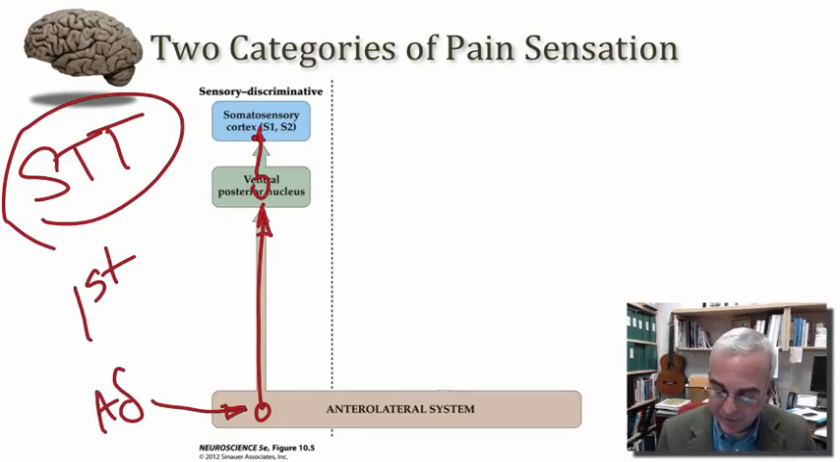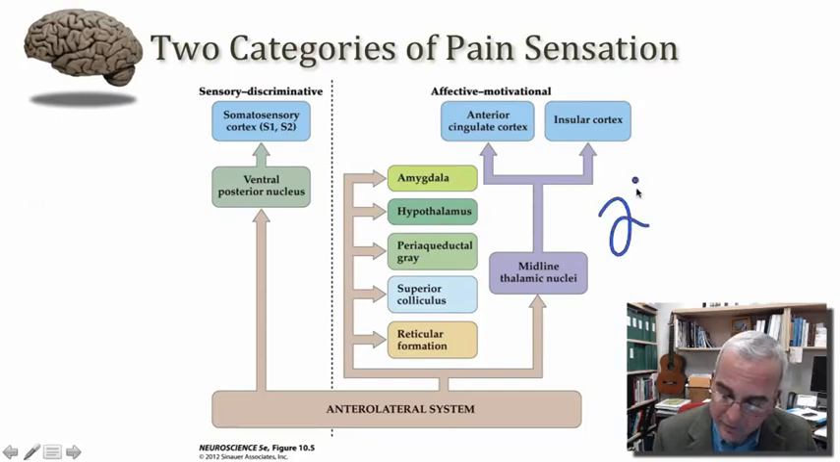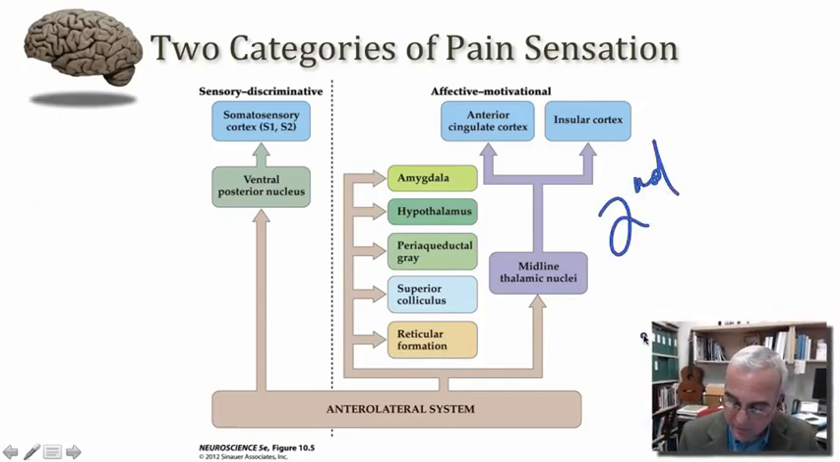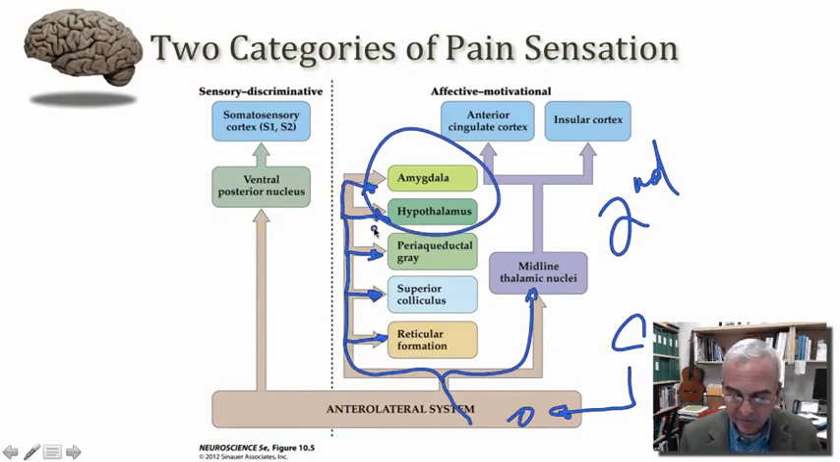The other side of this figure is intended to illustrate the second pain pathway. So here's our second pain pathway, which begins with C fibers that provide input into dorsal horn neurons that then give rise to projections that terminate in a variety of structures throughout the brainstem, and even on up into the forebrain, into structures such as the amygdala and the hypothalamus.